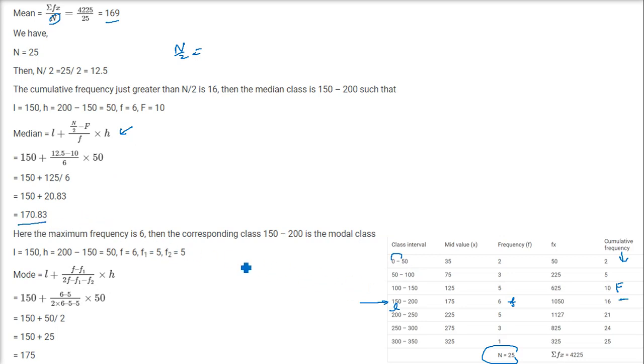Now for the mode, what is the maximum frequency here? See, 6 is maximum. So again, this will be the modal class. Now L will remain the same, 150. This will be F, and this will be F1. 5 will be F1, and this 5 will be F2. So F1, F2 we have, L we have, and H we already have. 50 minus 0, 50. So put in here, we get 175 as the mode.